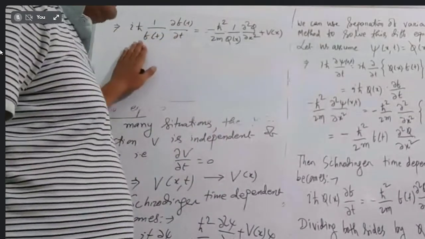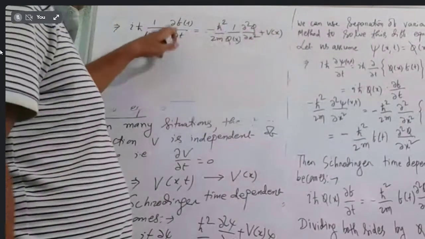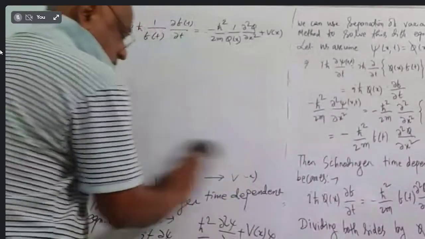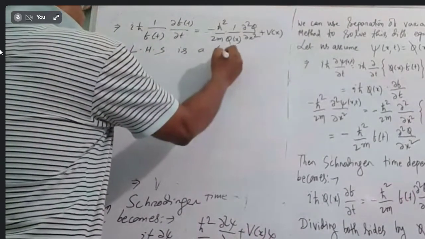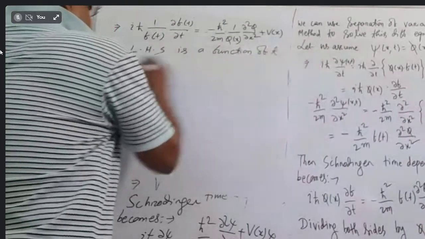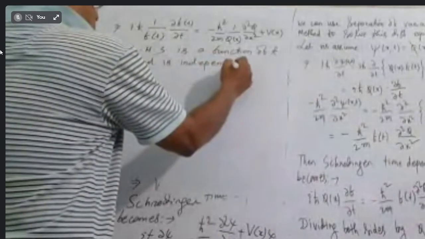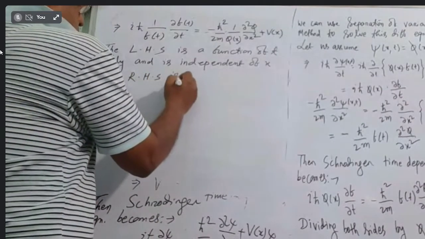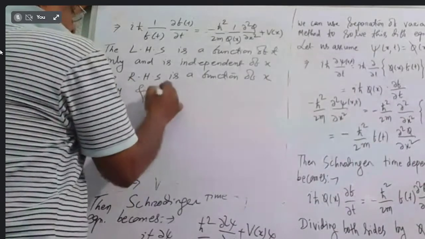Now you just mark: the LHS is a function of t only, there is no x part. The RHS is a function of x only, where x and t are independent variables. This is possible when both sides are equal to a constant. The LHS is a function of t only and is independent of x. The RHS is a function of x only and is independent of t.